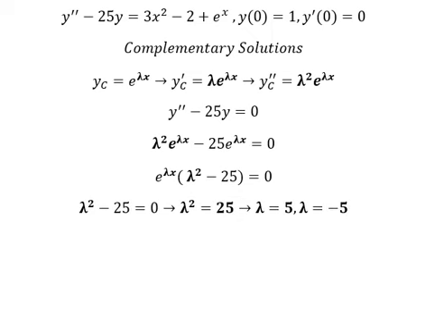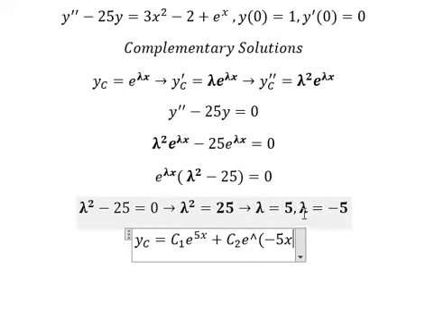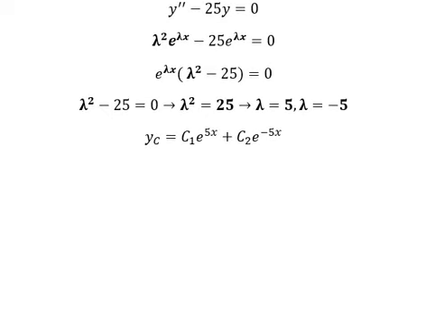Now we can find yc equals c1, that is the constant 1, e to the power of 5s. We change lambda into 5 and we have c2 e to the power of negative 5s. We change lambda into negative 5. Next, we need to find the particular solution.